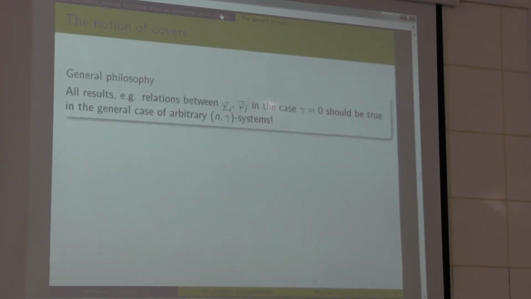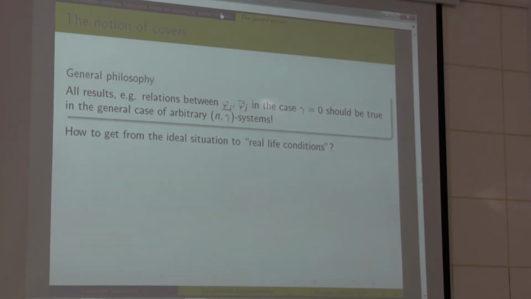But why do we investigate such graphs? Simply because they allow us to guess very easily relations between the phi sub I underline or the phi sub I overline, as I've told you. And when you believe this general philosophy that anything that holds true for the special case gamma is equal to 0 is also true for the arbitrary gamma, then you're fine, and you will have proved some new results. So this is a way of guessing new results, but it needs some proof.